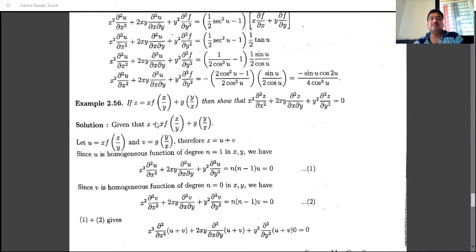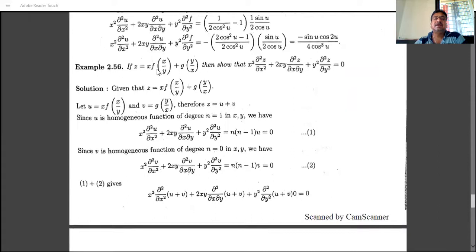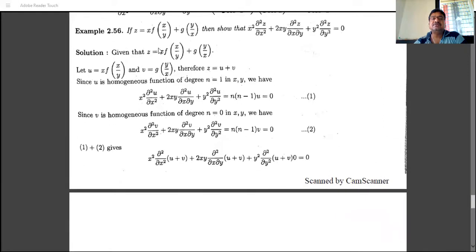So next example, z is x f of x by y plus g of y by x. Then show that this holds. So this is a homogeneous function. This part is a homogeneous function of degree 1, and this is a homogeneous function of degree 0. Suppose this is u, and this is v. Then u is a homogeneous function of degree 1, and v is a homogeneous function of degree 0.